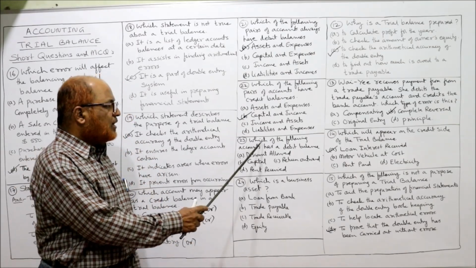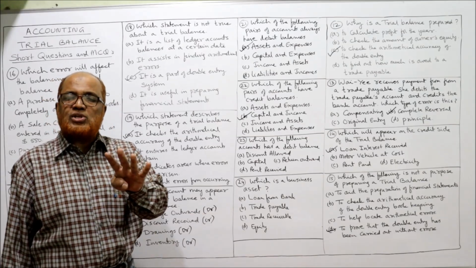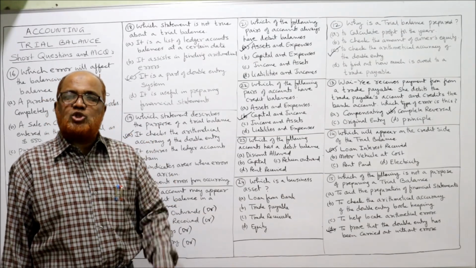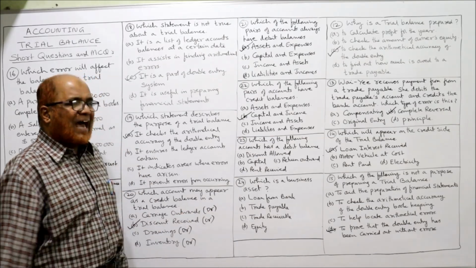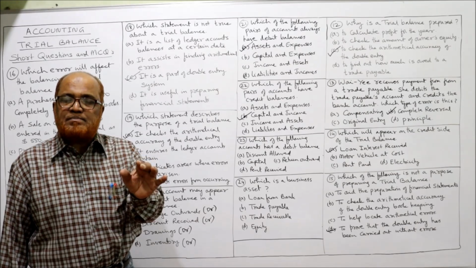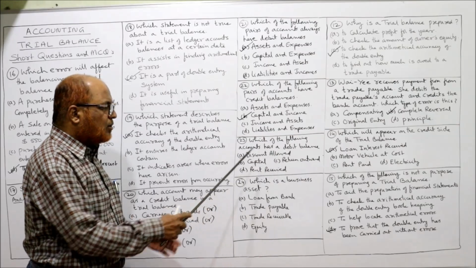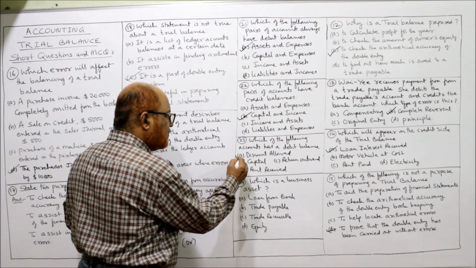That's it. Next one, which of the following accounts has a debit balance? Now 4 accounts are given. Now you decide which item will show debit balance. Discount allowed, it's an expense. It's an expense, debit balance. So it is asking you which debit balance. So discount allowed itself is the debit balance.